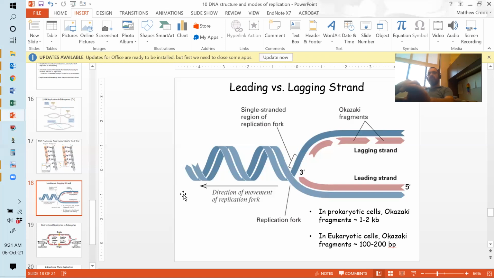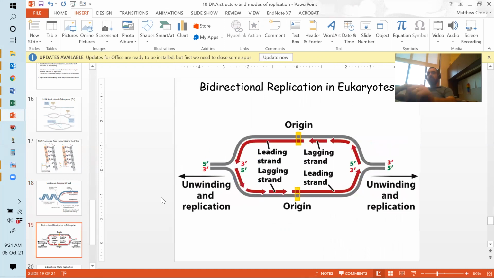Depending on the mode of replication, it depends on whether or not you have leading and lagging strands. So for eukaryotes, you do. Here you see the whole replication bubble of 2 replication forks spreading out from left to right, basically from the center outwards. And so for the leftmost fork, the leading strand is at the top, right? Because that's the strand that's getting synthesized in the same direction. For the rightmost fork, it's the one at the bottom, because that's the one that's going in the same direction as the replication fork.